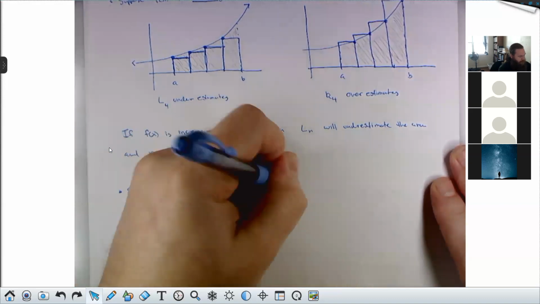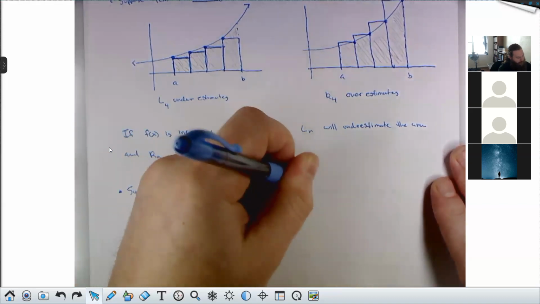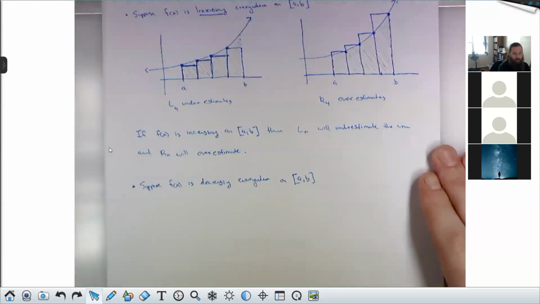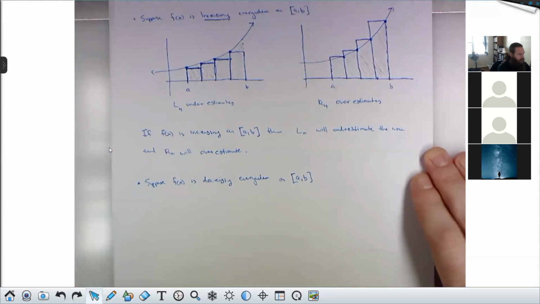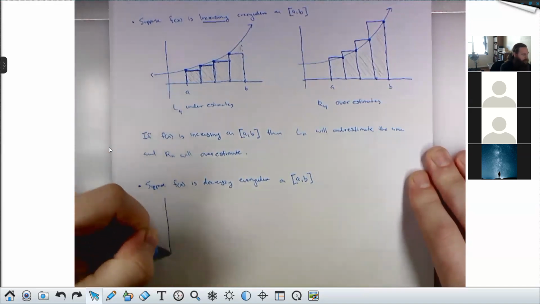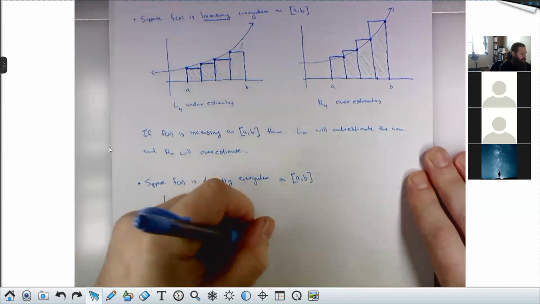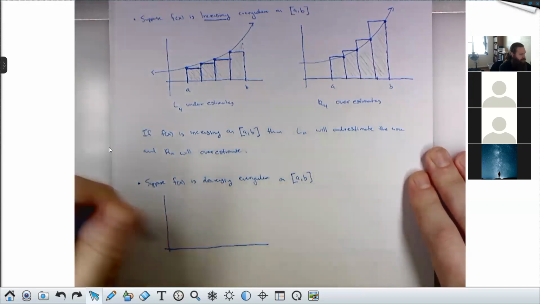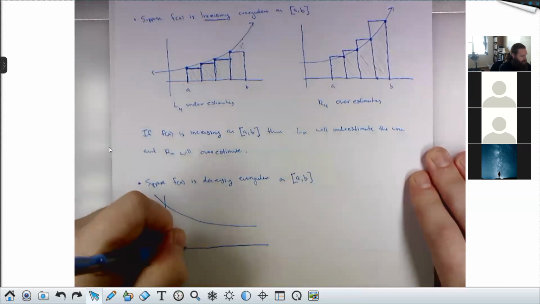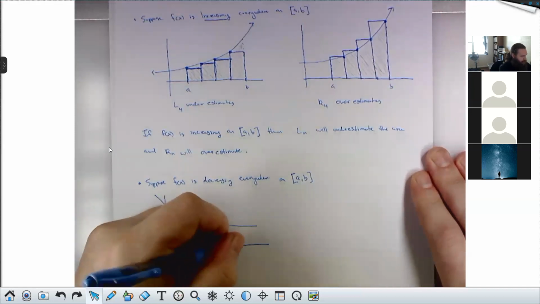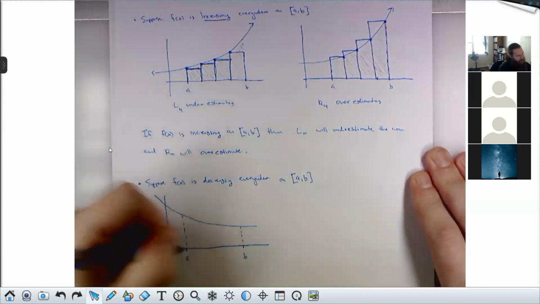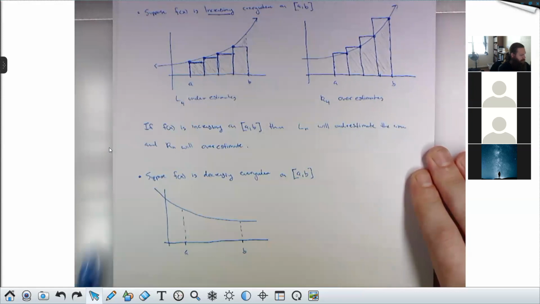Now the everywhere is important. If your function goes from increasing to decreasing or from decreasing to increasing somewhere between A and B, then these rules no longer apply. But oftentimes the functions we deal with are monotone, at least on the intervals in question. So it's a useful thing to know. You can kind of imagine the picture here.